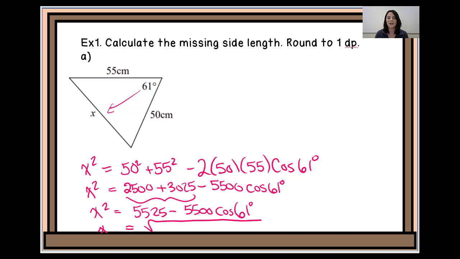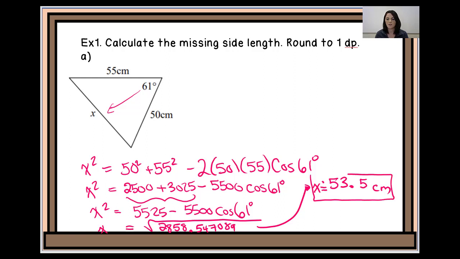So right now this is for x squared. We need x, so we must take the square root. So x is equal to 53.5, and our unit is centimeters. And we've rounded, so I'm going to put a dot over the equal sign to show that it's an approximation.